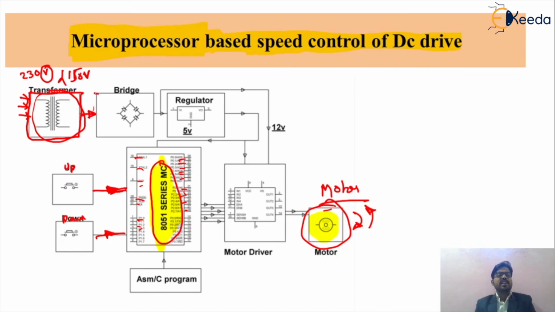So this will be the bridge rectifier. What is the function of your bridge rectifier? The function of the bridge rectifier is that it will convert the AC supply into DC supply, because we want to control the speed of your DC motor. That's why we require the DC supply. For that sake, we are using the bridge rectifier, which will convert the alternating current supply into DC supply. This DC supply we now give to the regulator circuit.